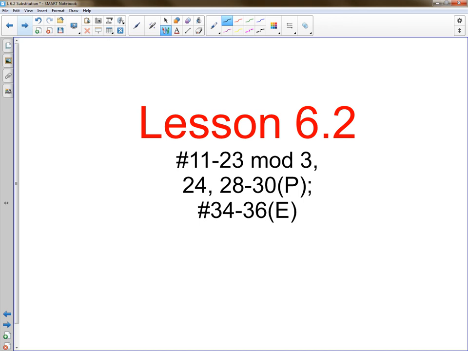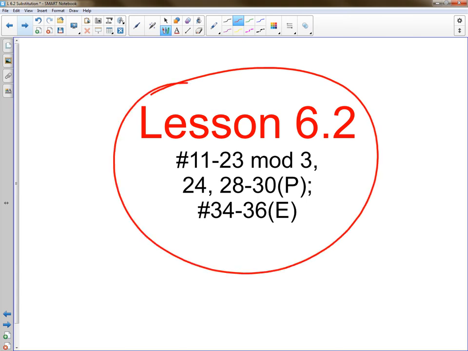So if you're wanting to get a head start, this is your assignment. At least take a look at it by opening your book and checking out this lesson, and then be ready when you come to class.